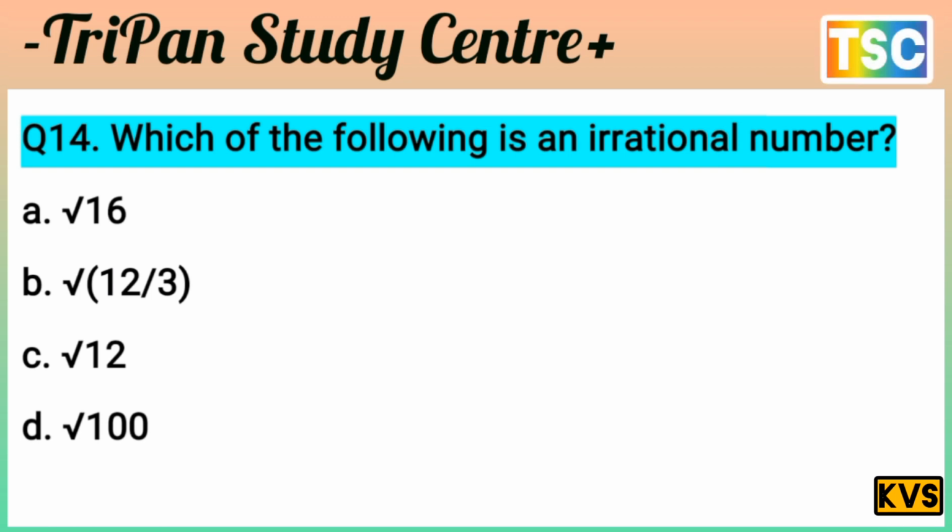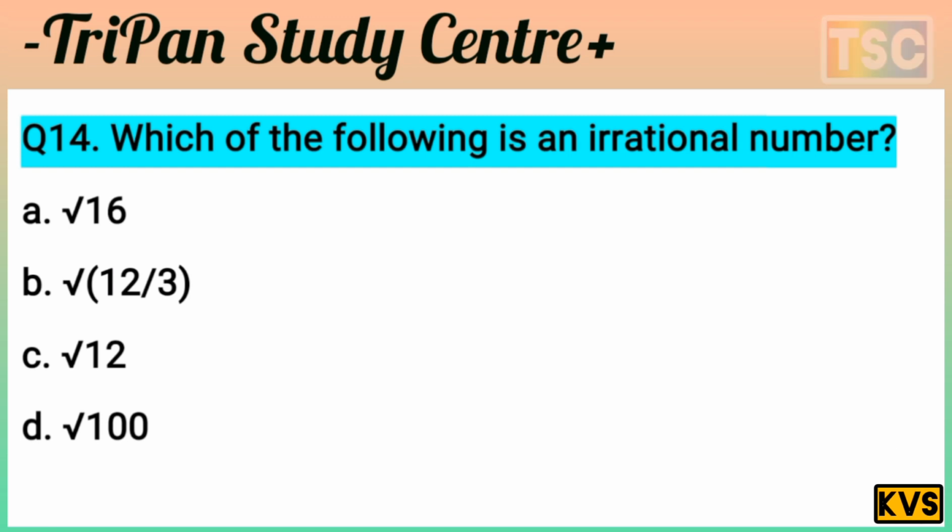B is 12 upon under root 3. Under root 12 divided by 3 is 4, and under root 4, 4 is the square of 2, so it equals 2. It means it is a rational number. And under root 100: 100 is the square of 10, so it comes to 10. It means D is a rational number.